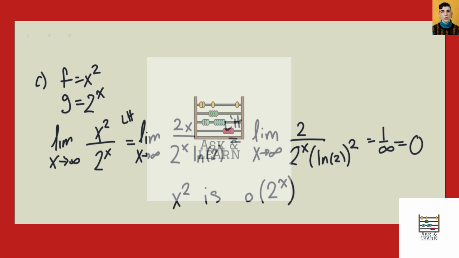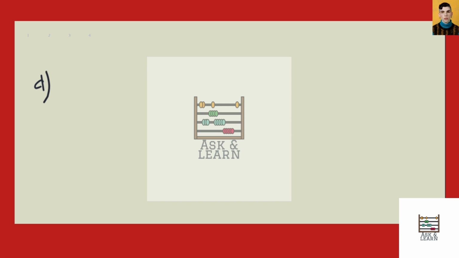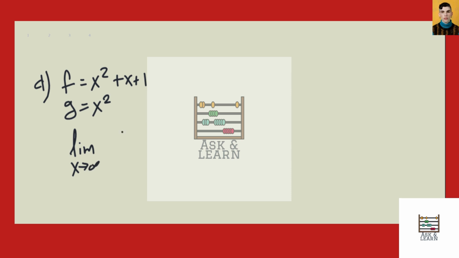And lastly, part D, we get two new functions. f is equal to x squared plus x plus 1, and g is equal to x squared. So we take the ratio again and the limit. So the limit as x approaches infinity of f over g is the limit of x squared plus x plus 1 over x squared. So we can break this up.